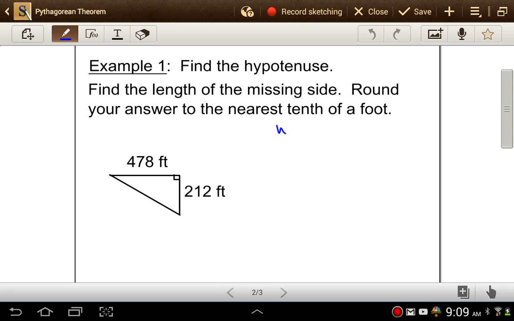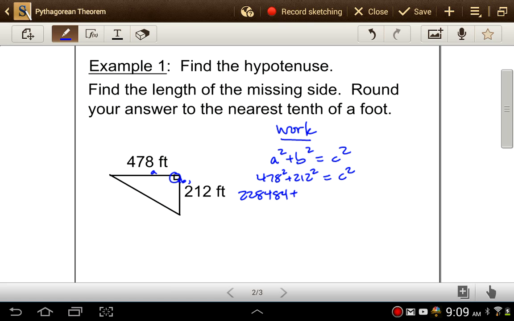Then I'm going to substitute in my sides. So here's my 90-degree angle. So I'm going to do 478 squared plus 212 squared equals C squared. Order of operations tells me to square each one of these. So that's 228,484, plus 212 squared, which is again also a large number, and that is 44,944. Add those together: 228,484 plus 44,944 equals 273,428.